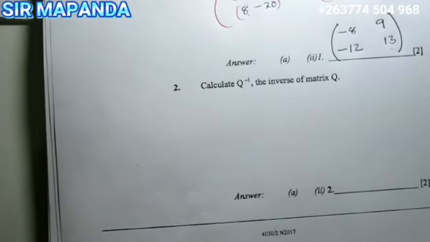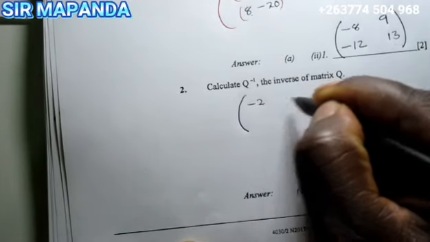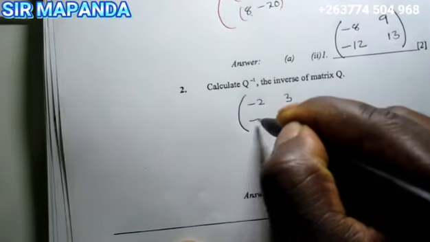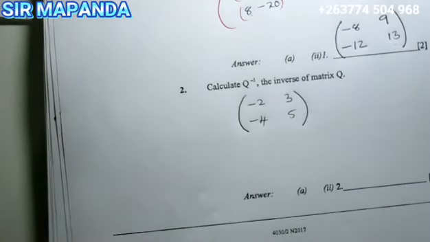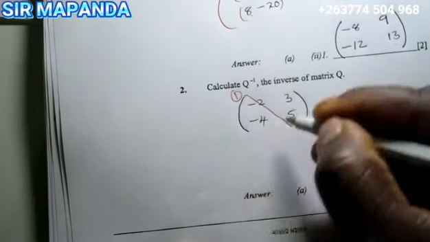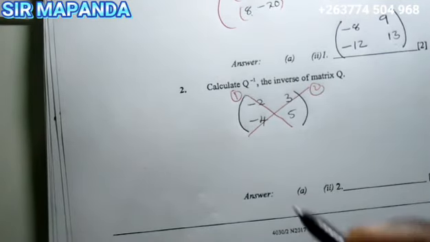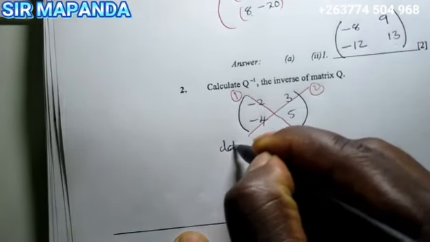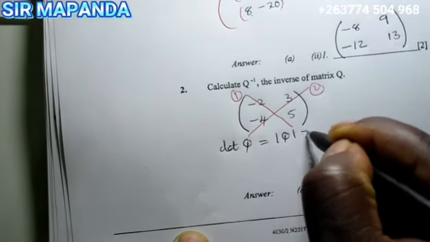Calculate q to the power of -1. Q to the power of -1 means inverse of q. So I always encourage students to use this way when calculating inverse. You identify this as branch 1. Denote this as branch 2. You start by identifying the determinant of q, which can be written in this format.